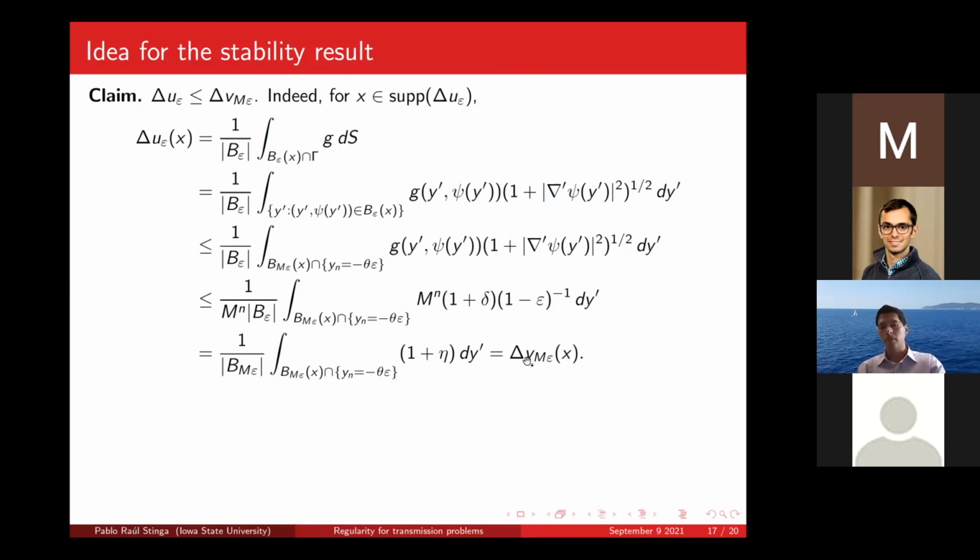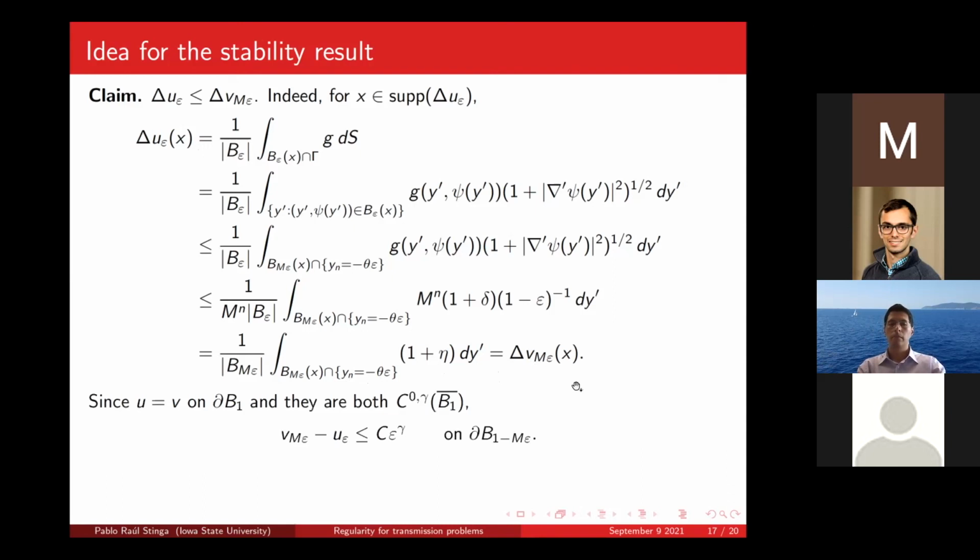Right? So if V is my solution to my flat problem with a constant, well, 1 plus eta, then the Laplacian is exactly this, right? The Laplacian of the average is this. So the Laplacians are ordered. And then U and V are the same on the boundary of V1. That's how you construct this V. And they're both Hölder continuous.